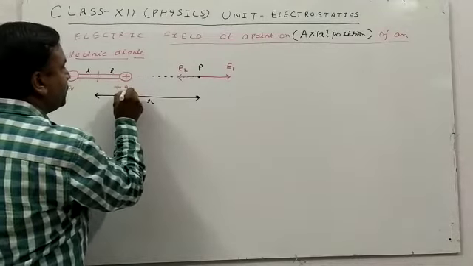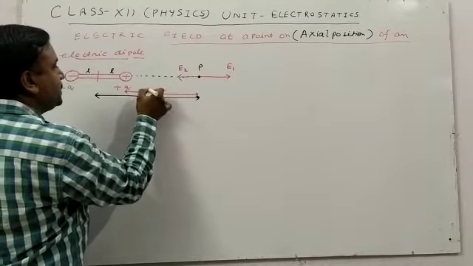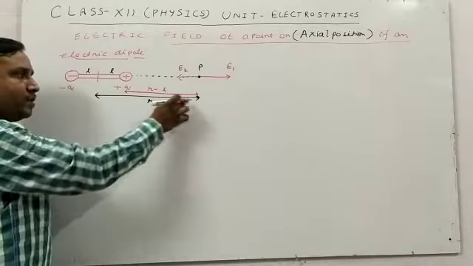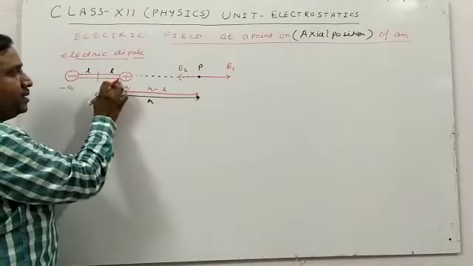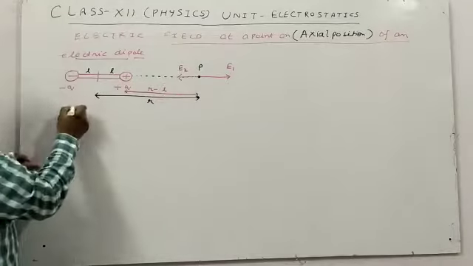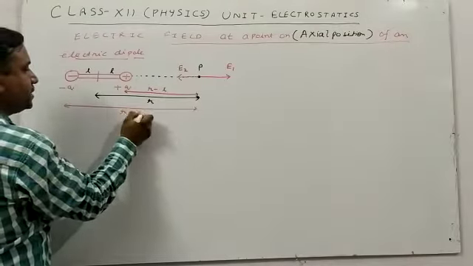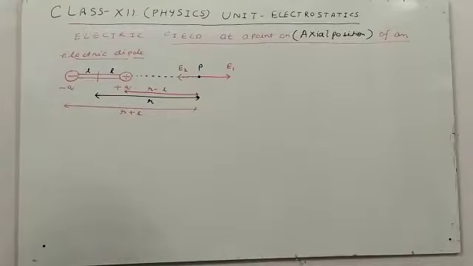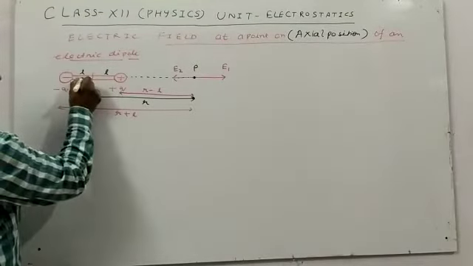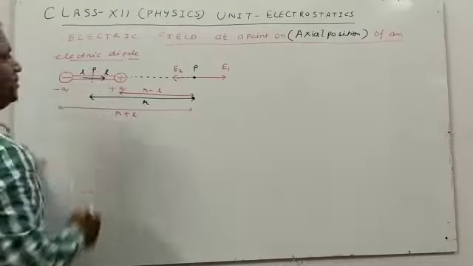Then to calculate these electric fields E1 and E2, we have to determine the distances. The distance from plus Q to P is r minus L, because the distance between the center and point P is r, and you reduce this L. From the negative charge it is r plus L. Now assume that the electric dipole moment is p, directed from negative charge to positive charge.